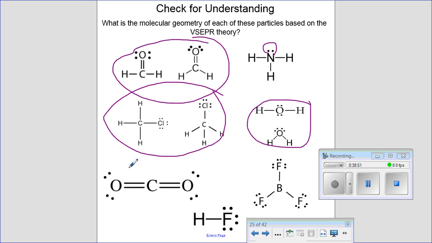On the other hand, carbon dioxide down here, I have 2 atoms bonded to the central atom, but carbon doesn't have any lone electron pairs on it. So CO2 is going to be a linear molecule. BF3, 1, 2, 3 bonded atoms, no lone pairs on the central atom, so this is trigonal planar. And then HF, I just have 2 atoms there. I don't really have a central atom. When that happens, this is going to be a linear structure.